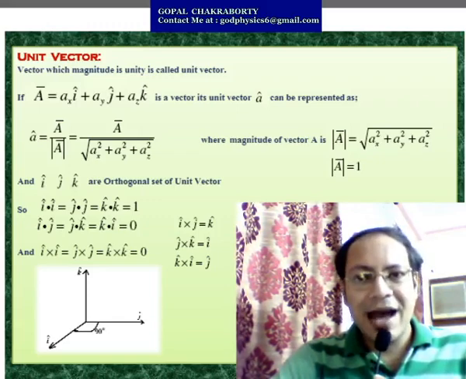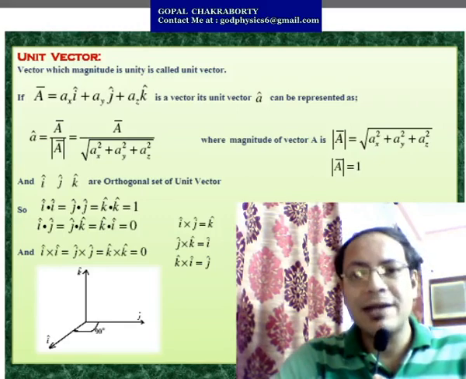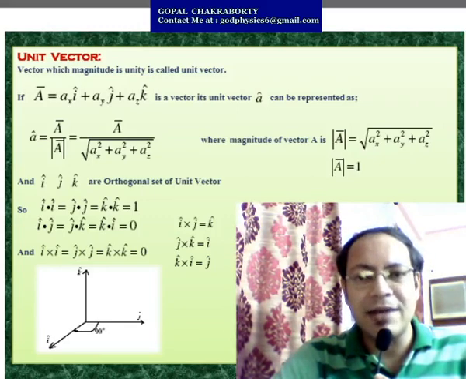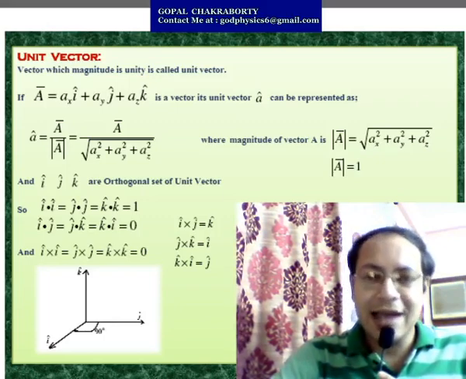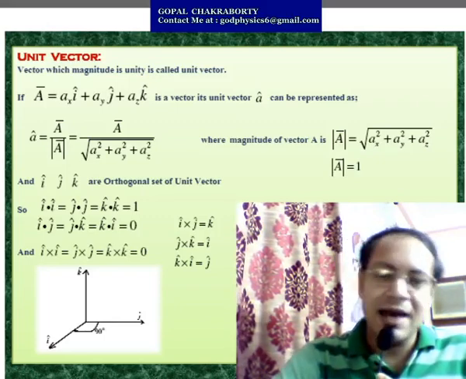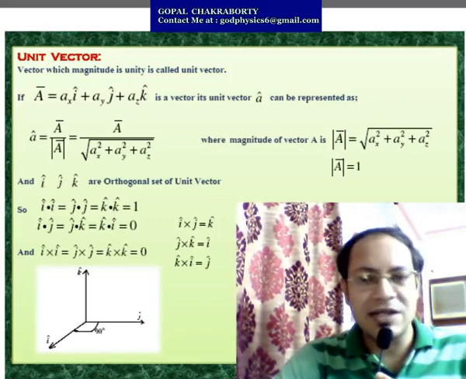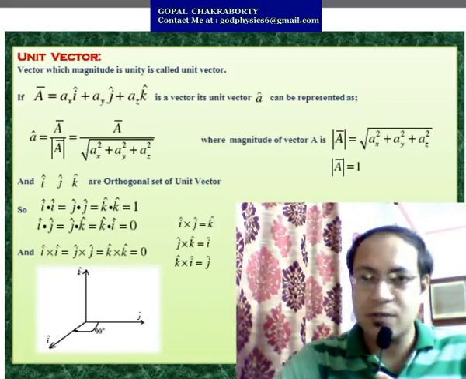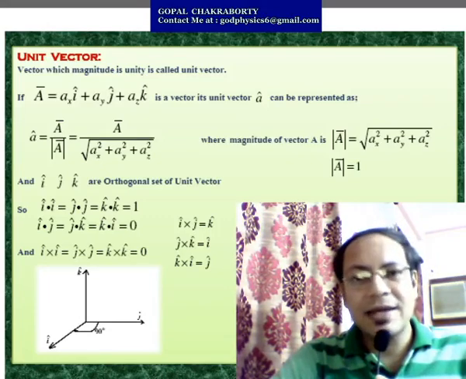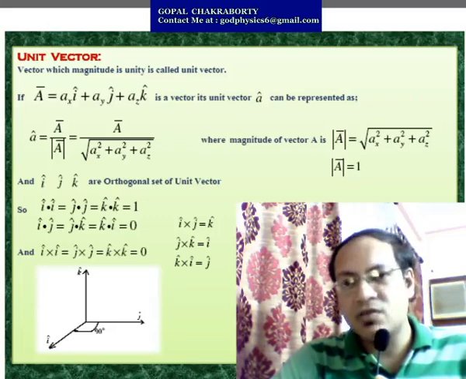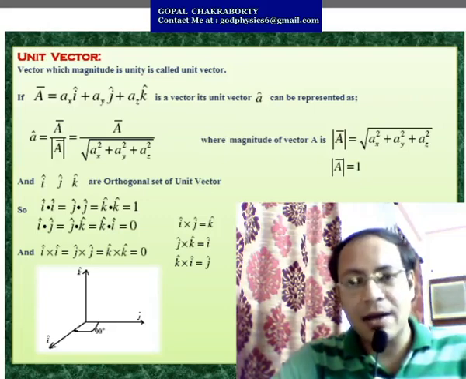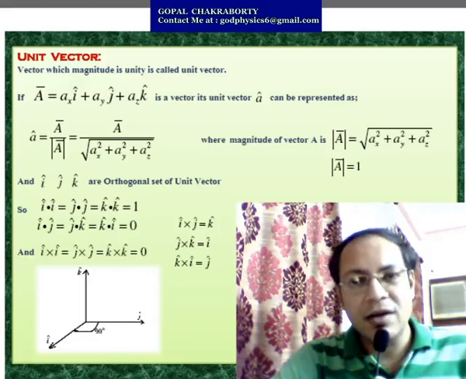So here i, j, k are the orthogonal set of unit vectors. Orthogonal set of unit vectors means the magnitude is unity but it has a direction, and the angle between i, j, k is 90 degrees. So each of these three vectors is perpendicular to the others but its magnitude is always 1. From that we can say that i dot i equals j dot j equals k dot k equals 1, and any other combination of these three will give you 0.